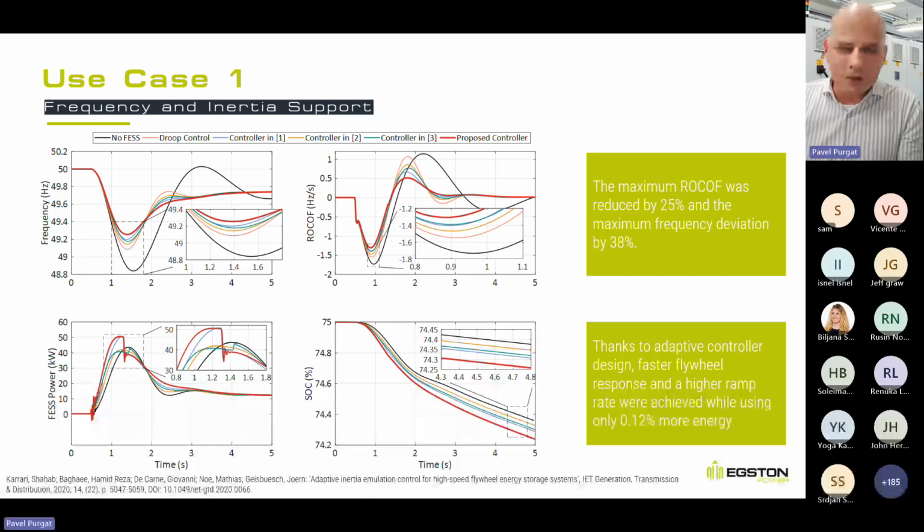What is also interesting is to observe a difference between the controllers. Thanks to the fact that we can deploy the controllers on the real-time device, we can relatively easily compare different controllers, and we can see here that, for example, the proposed controller achieves a much faster ramp up for the flywheel, and thanks to that outperforms the other state-of-the-art controllers.